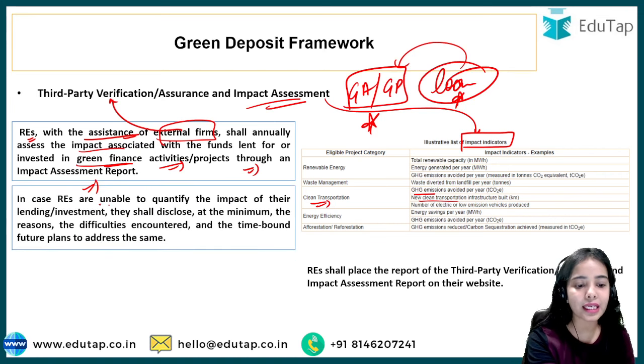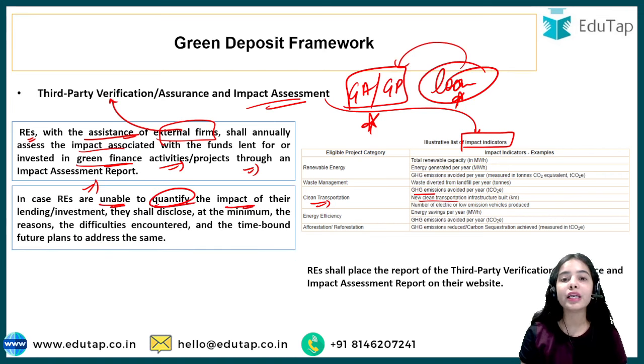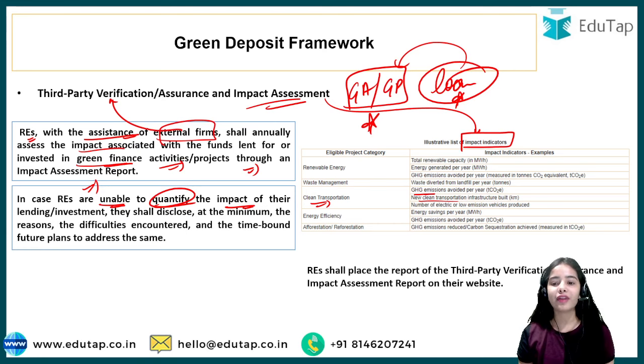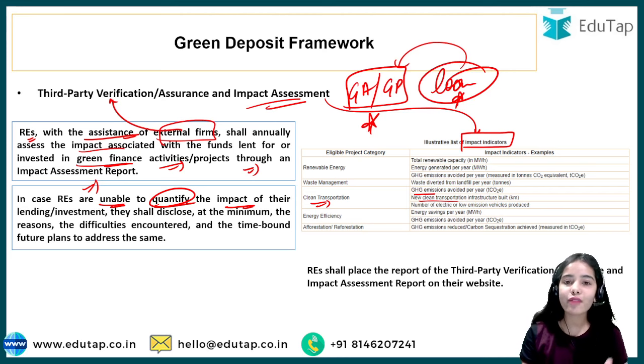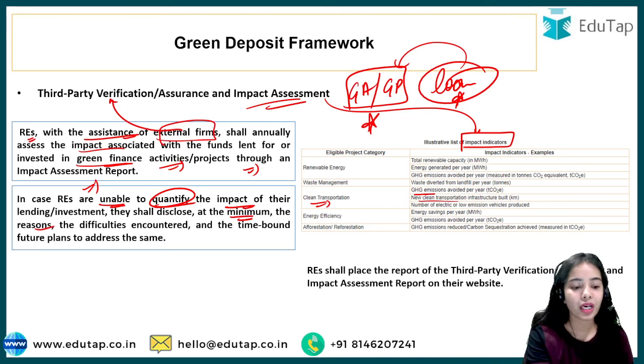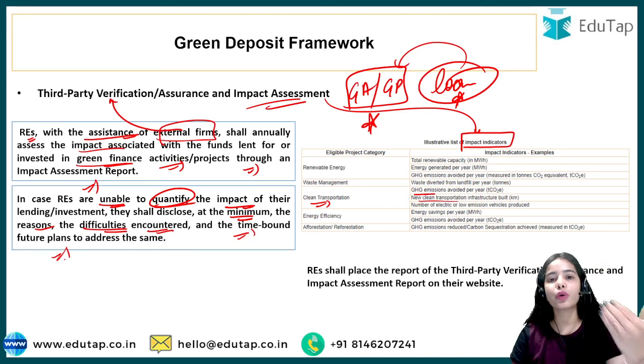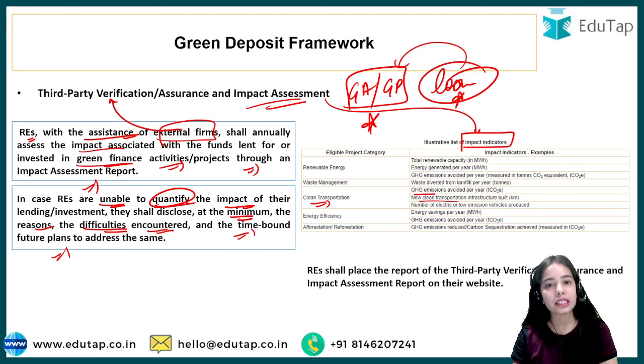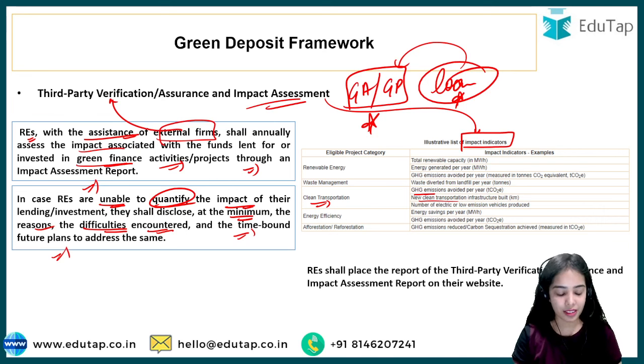In case regulated entities are unable to quantify the impact of their lending or investment, that they are not able to quantify that how much of the total renewable capacity has been made, or how much greenhouse gases has been reduced or such, if they are not able to quantify that, they have to disclose at the minimum the reasons that why they are not able to quantify the data. Okay, the difficulties encountered and the time bound future plans to address the same, that how in the future they are going to do the impact assessment. So if they are not able to do the impact assessment, they have to give the reasons and how in the future they are going to do the impact assessment.